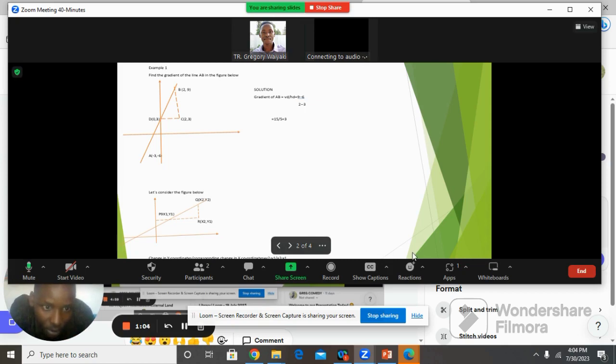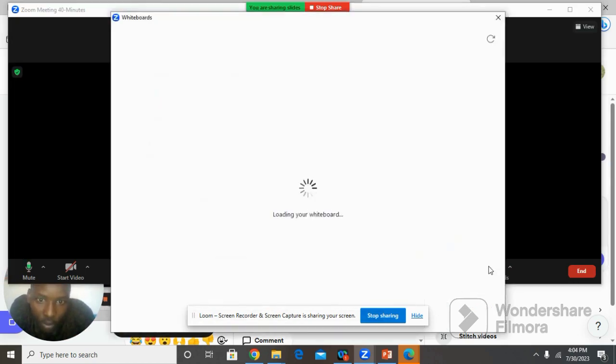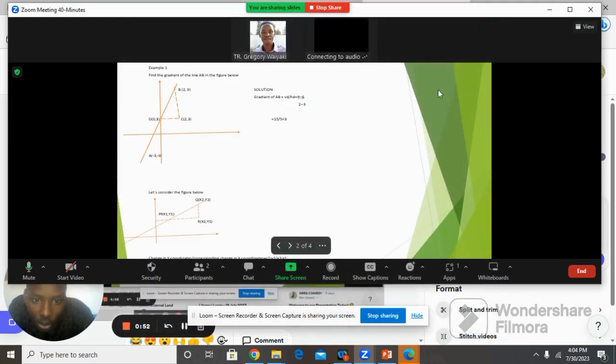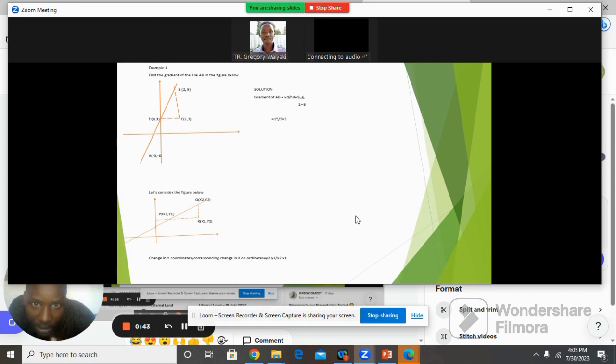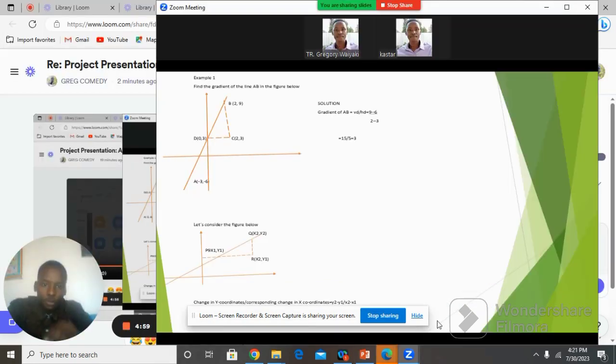Let us try to use the whiteboard. As the whiteboard is loading, we can continue. So we have seen that the gradient is the vertical distance divided by the horizontal distance. That is 9 minus 6 over 2 minus 3. And so we are here, guys. We have seen that the gradient will be 15 divided by 5, and so we will get our gradient is 3.